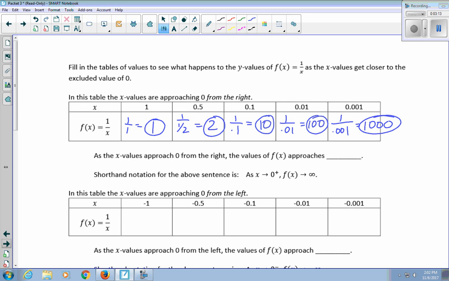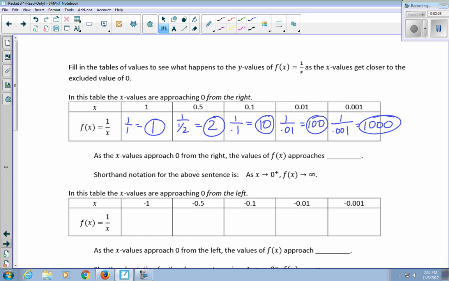So it seems like as I plug in smaller and smaller x values, 1, a half, a tenth, a hundredth, a thousandth, as I plug those into the reciprocal function, my y values get bigger, 1, 2, 10, 100, 1,000.